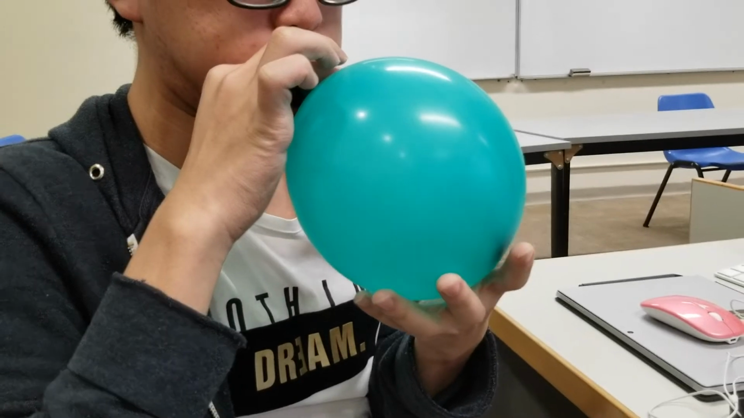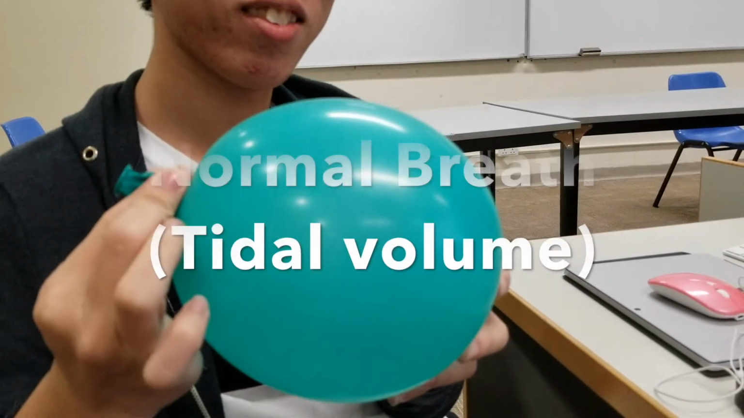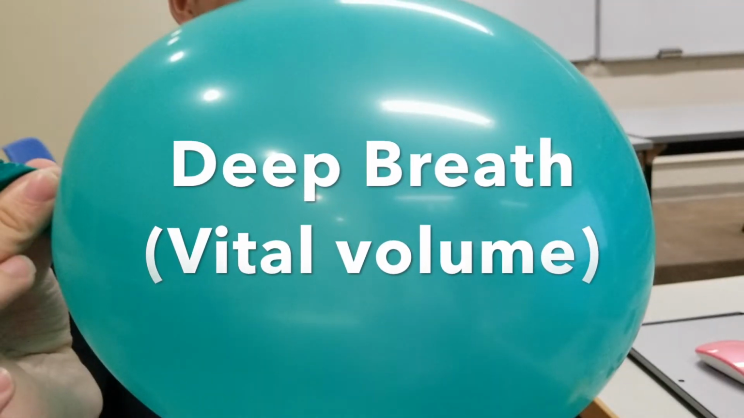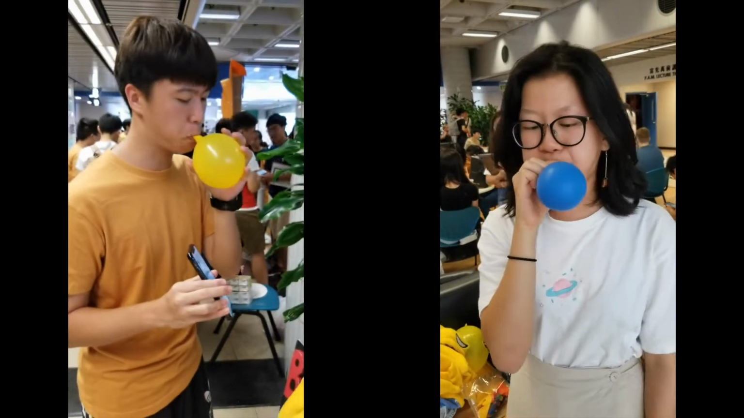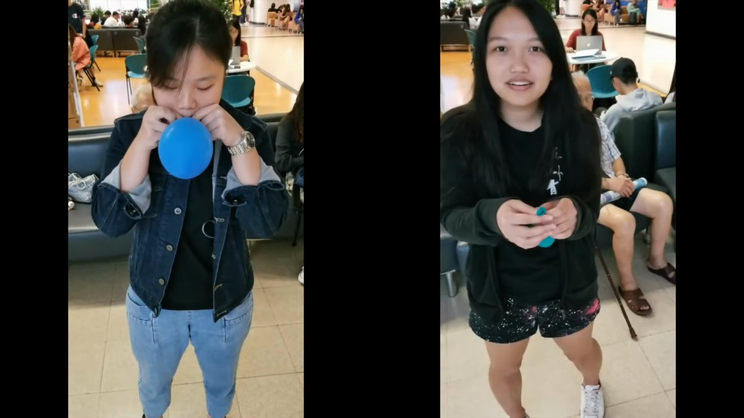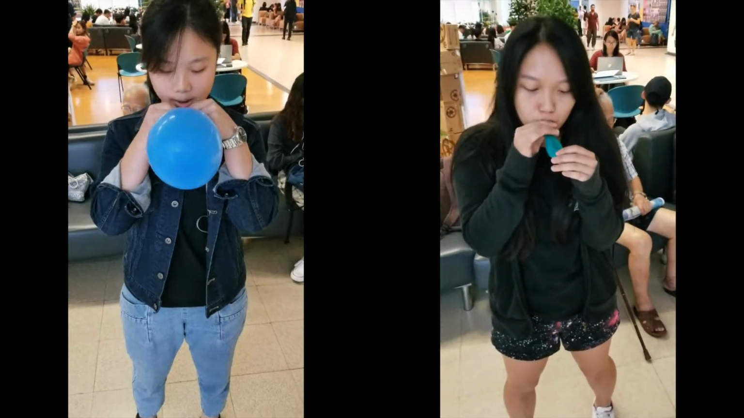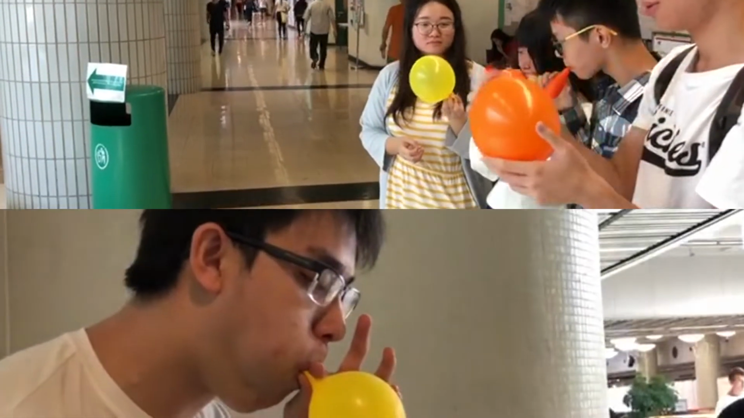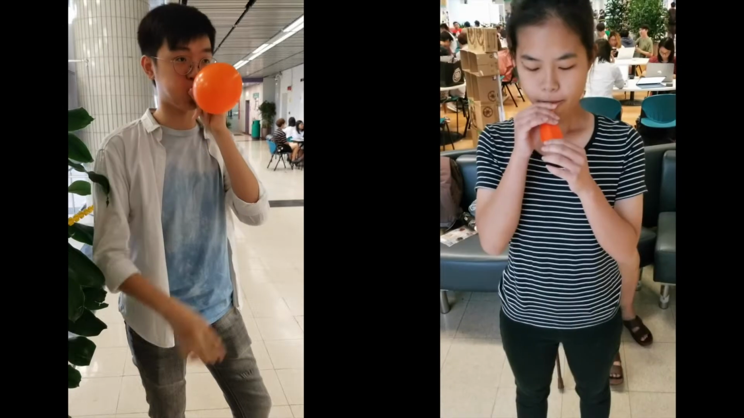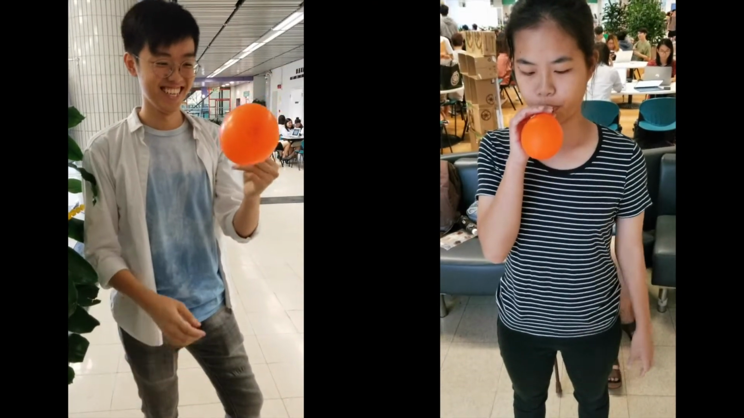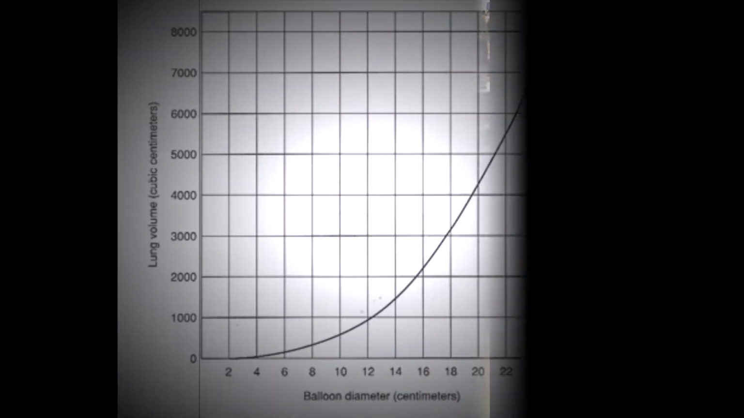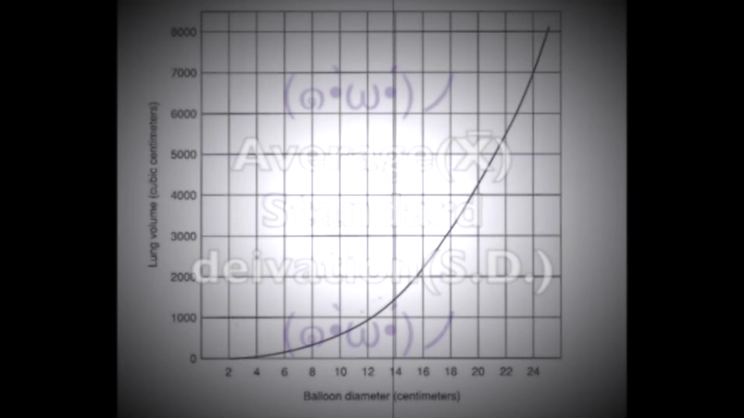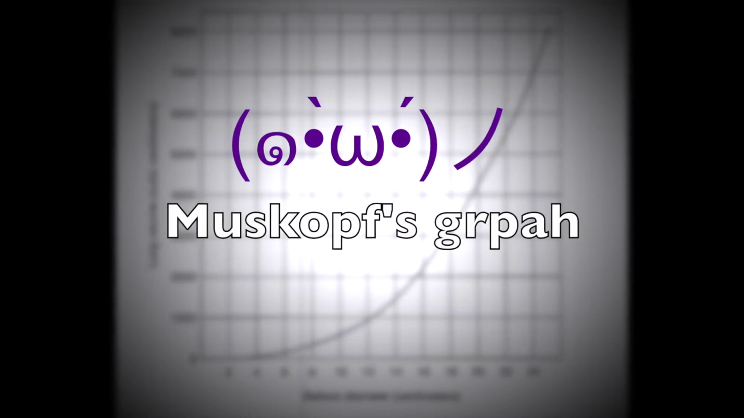The above procedure needs to be repeated 6 times: 3 with normal breath, which is considered the tidal volume, and another 3 with deep breath, which is considered the vital volume. In total, 20 participants were involved in this test. Then we took the average of the 3 trials for both normal and deep breath and used the result to estimate the lung capacity for each participant by using the Markov graph.